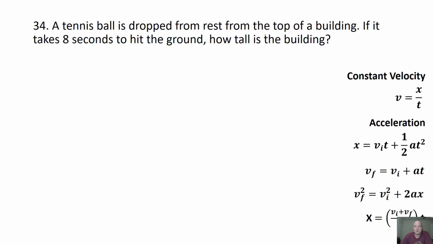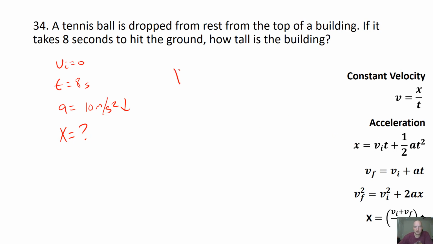Okay, tennis balls drop from rest from the top of the building. It takes 8 seconds to hit the ground. How tall is the building? Okay, drop from rest. So VI equals 0. Takes 8 seconds to hit the ground. It's going to accelerate because it's in the air at 10 meters per second squared down. And then we're asked for how tall the building is. So if you take a look, I have VI, I have T, I have A.